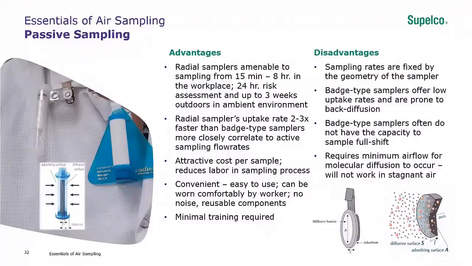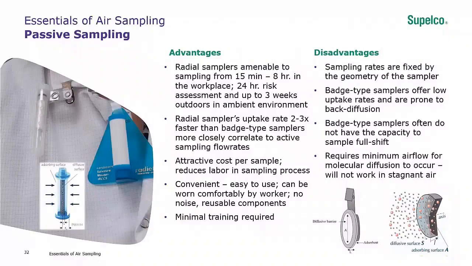With passive sampling, there are advantages and disadvantages. And advantages apply more so to radial type sampling in that they can sample from 15 minutes to 8 hours in the workplace, 24-hour risk assessment, and up to 3 weeks outdoors in ambient environments. Also, radial samplers' uptake rate is 2 to 3 times faster than badge type samplers and more closely correlates to active sampling flow rates. They have an attractive cost per sample. It reduces labor in the sampling process.